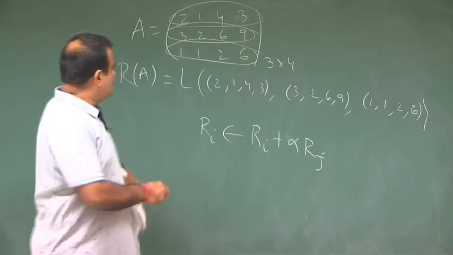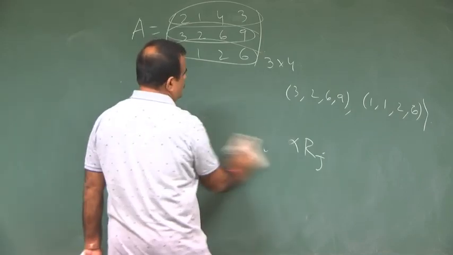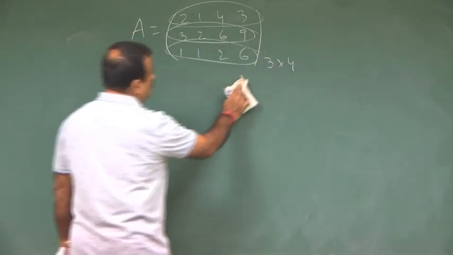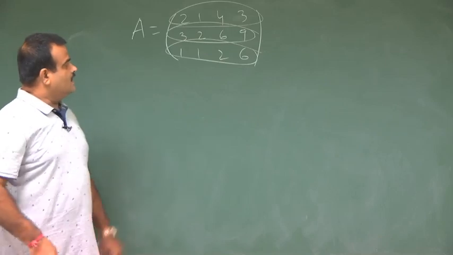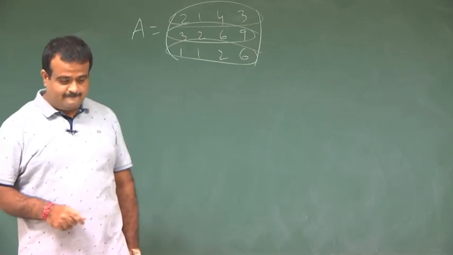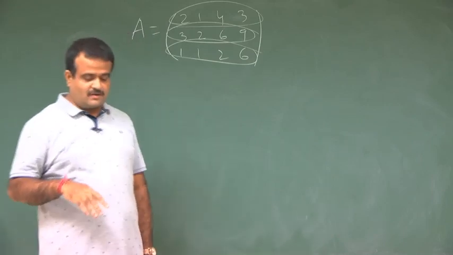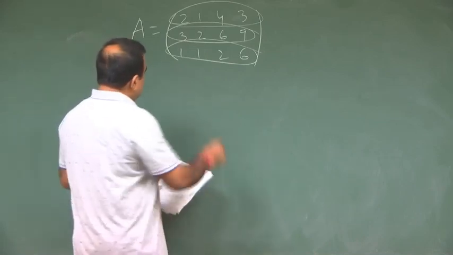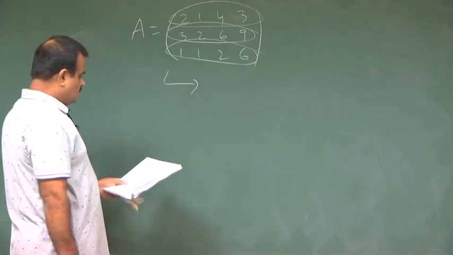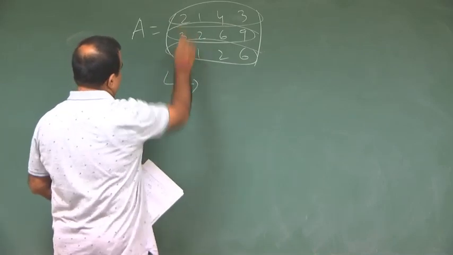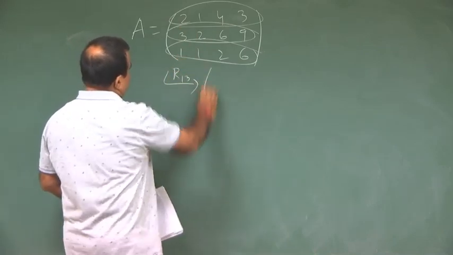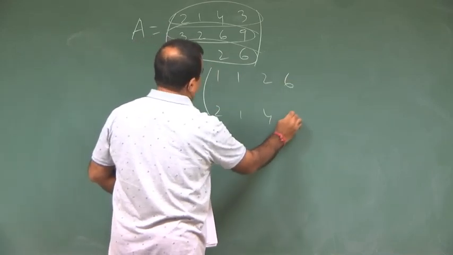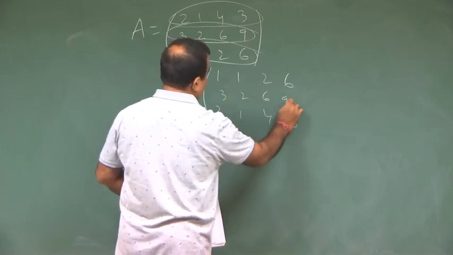So, basically we will apply elementary row operations on this matrix to reduce it to the row reduced echelon form, and get the basis of that vector subspace. So, let us take this matrix. We first exchange rows R 1 and R 3. So, this will become 1 1 2 6 and this will come here, and this row will remain the same.